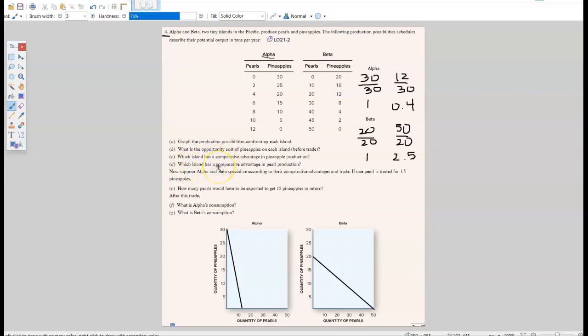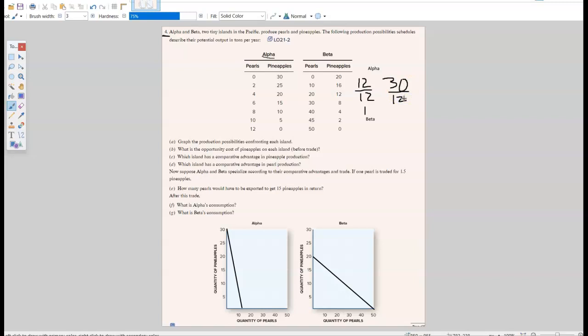Now, which island has the comparative advantage in pearl production? Well, let's get rid of all of this. And let's do the same thing, but instead of doing it in terms of pineapples, we're going to do it in terms of pearls. Let's do alpha first. We're going to have pearls on this side. So let's look at the extreme: 12 pearls, 30 pineapples. And we want pearls to be 1, so I'm going to divide that by 12 on each side. That's going to be 1 pearl.